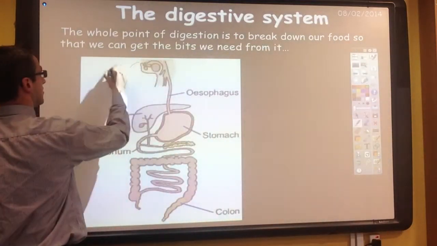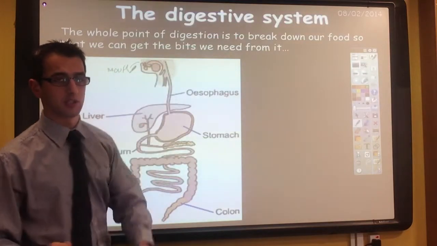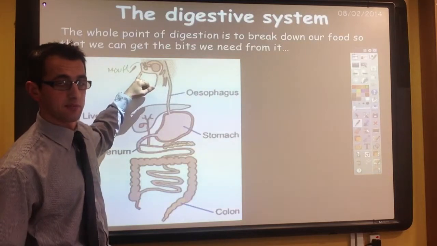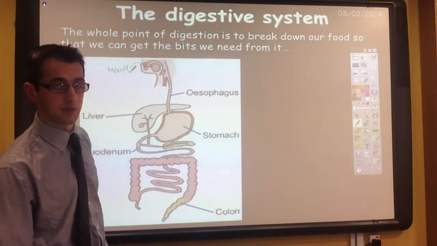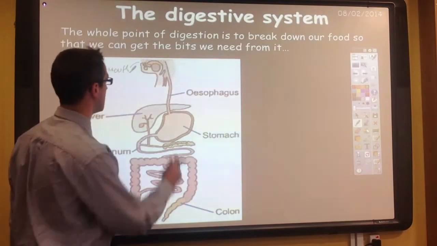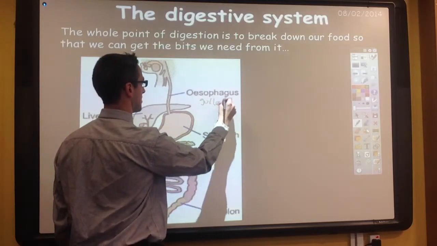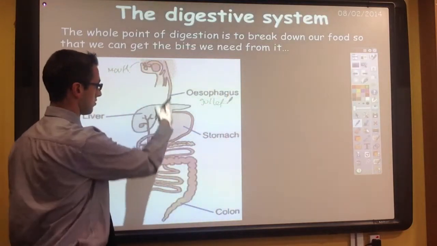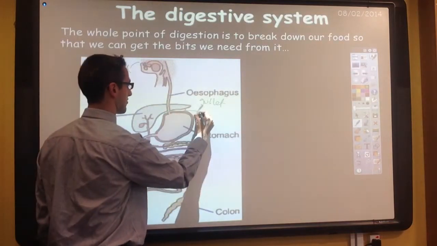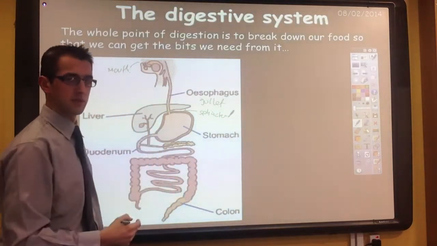Starting at the mouth, food is chewed, so physical digestion takes place. Amylase is released in the saliva from the salivary glands to help start the chemical digestion process of breaking down starch into glucose. Food is then swallowed down the esophagus, sometimes known as the gullet, where it will pass through a ring of muscle, and that ring of muscle is called a sphincter, where it enters the stomach.